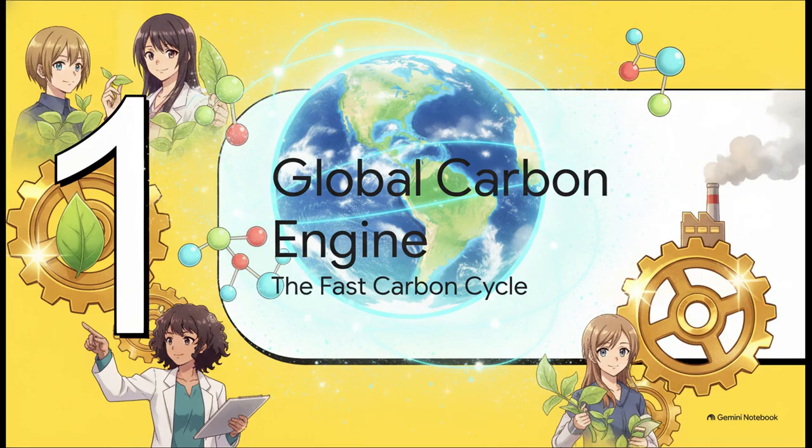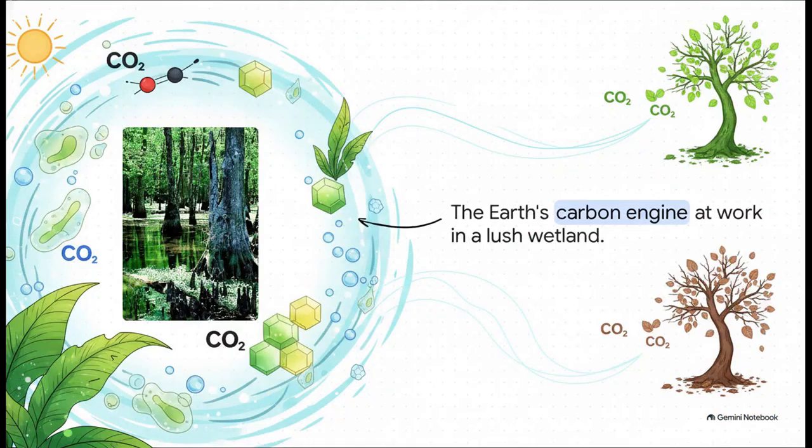All right, part one, the global carbon engine. Before we get bogged down in the microscopic molecules, we really need to look at the Earth as a whole interconnected system. Just take a look at a lush wetland environment like this. It perfectly illustrates what scientists call the fast carbon cycle. Plants and tiny marine phytoplankton act as the main biological engines here. They're constantly absorbing carbon dioxide and sunlight to create fuel.